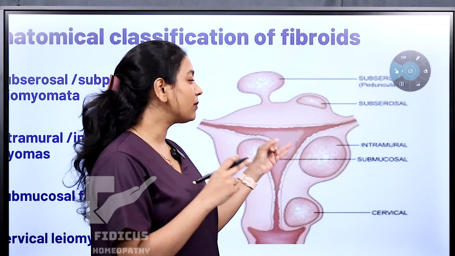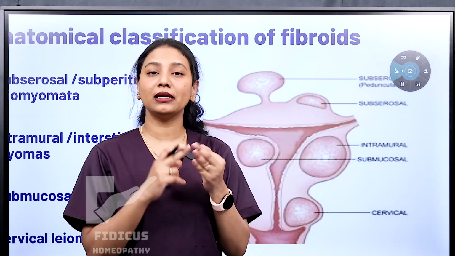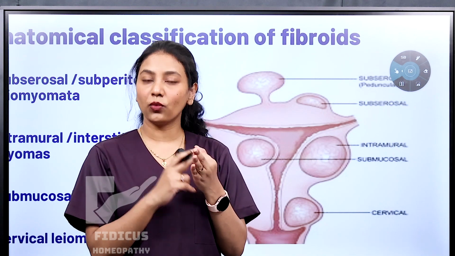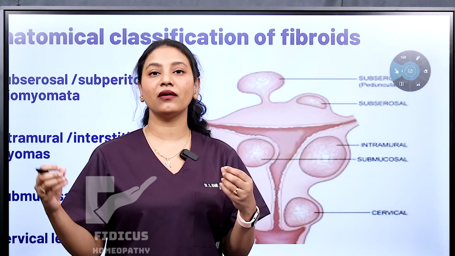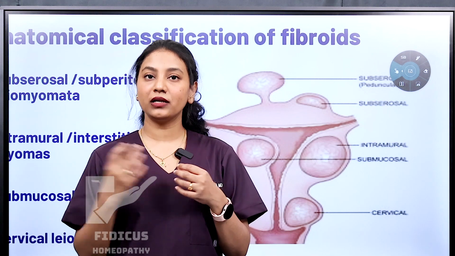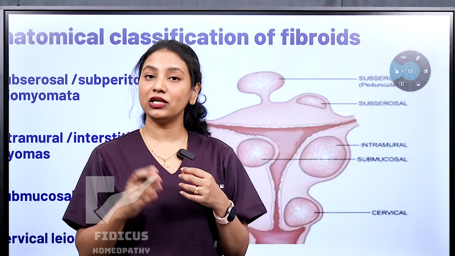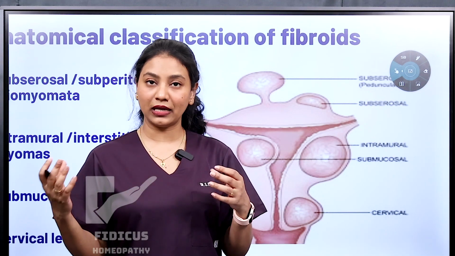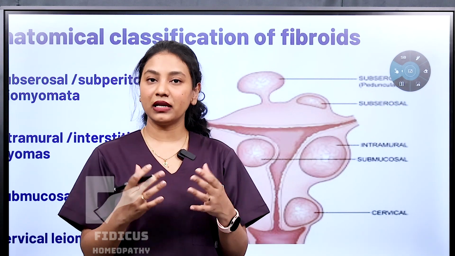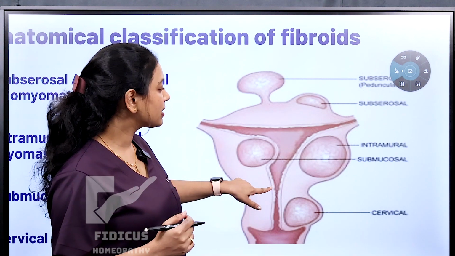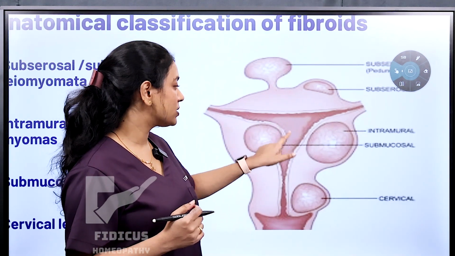This intramural type can cause abortions, and not only that, it can cause severe menorrhagia. What is menorrhagia? Prolonged bleeding for a longer period of time. That is more than 70 ml of bleeding per each menstruation, and also prolonged bleeding can cause anemia, fatigue as well as weakness. Next, coming into the submucosal type.